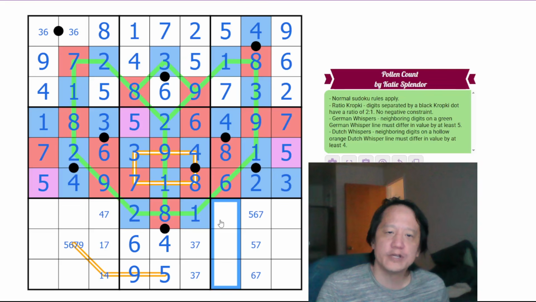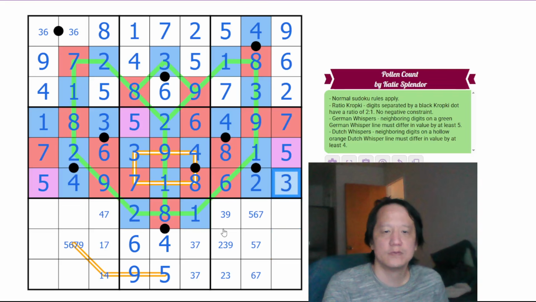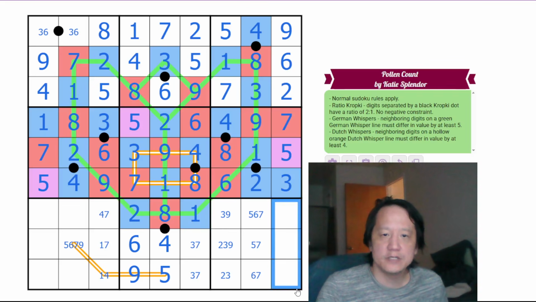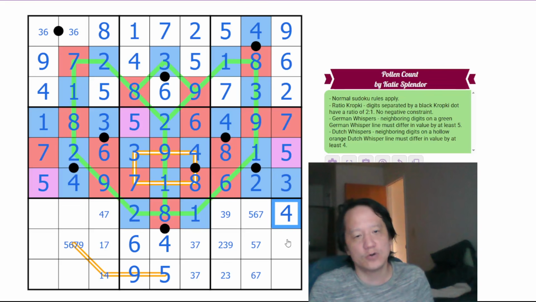are 2, 3, and 9. So no 2 here because of 2 in the row. No 9 here because of 9 in the row. Remaining digits here in column 9 are 1, 4, and 8. This can't be 1 or 8 because of 1 or 8 in the row, so this is 4. That leaves this as a 1, 8 pair.